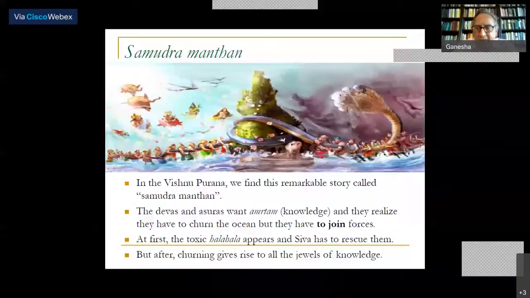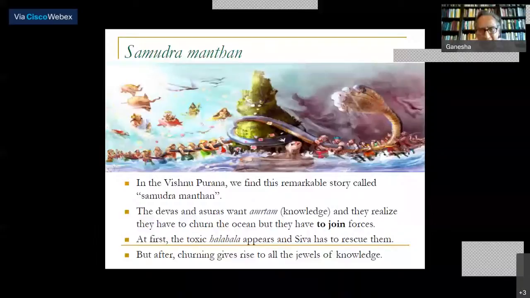Now, at the beginning, all sorts of toxic aspects appear. You have a very good goal in mind, but then laziness creeps in, procrastination creeps in, all sorts of distractions creep in to impede you from making further discoveries. So somehow you have to go beyond that and continue the churning process. This Samudra Manthan story is a very profound psychoanalytic explanation of churning the mind to make discoveries. I'm not making this up.